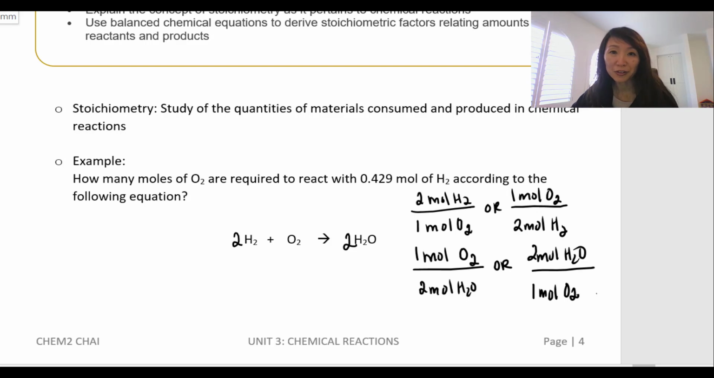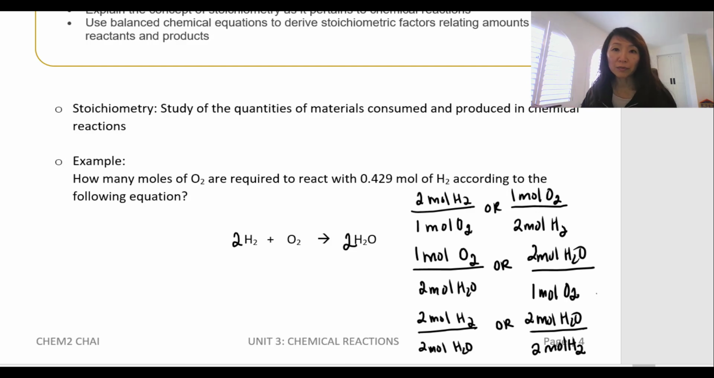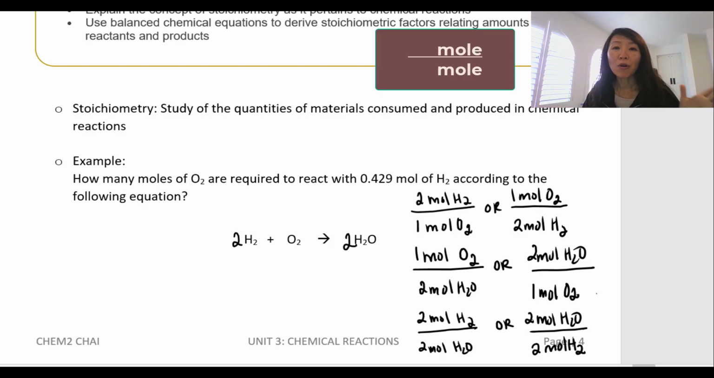What about in comparison to hydrogen? Yes, we can do that. So 2 moles of hydrogen for every 2 moles of H2O, or 2 moles of H2O on top and the other one goes on the bottom. So you have generated 6 different unit conversions based on this balanced equation alone. And I consider this a mole to mole ratio.